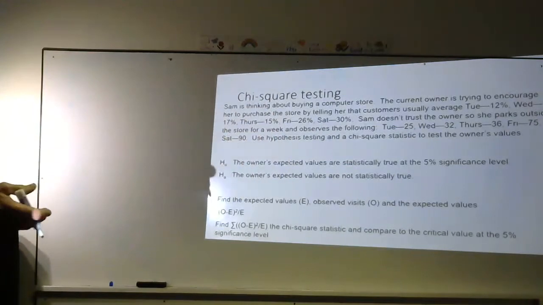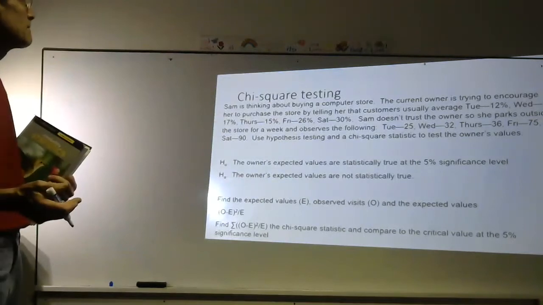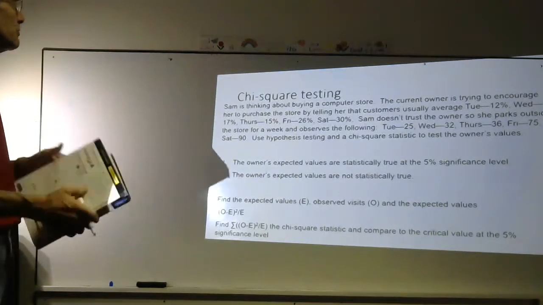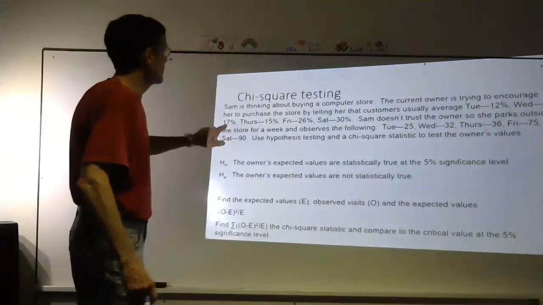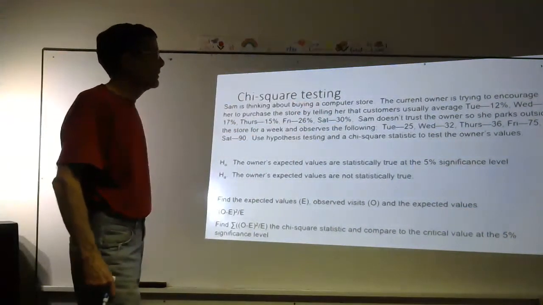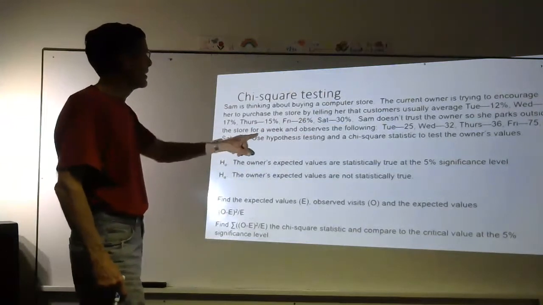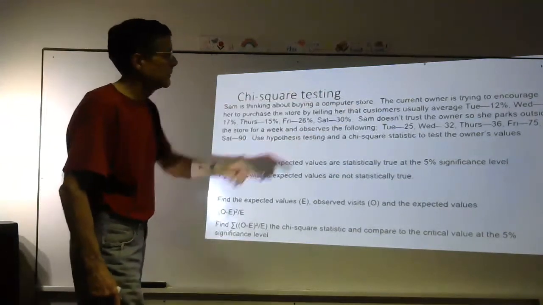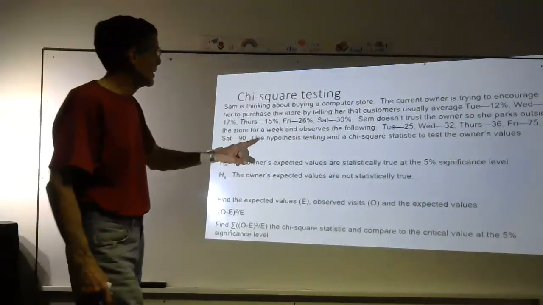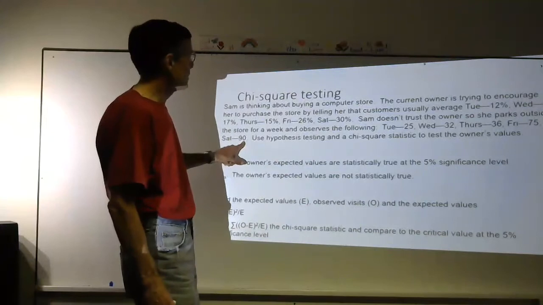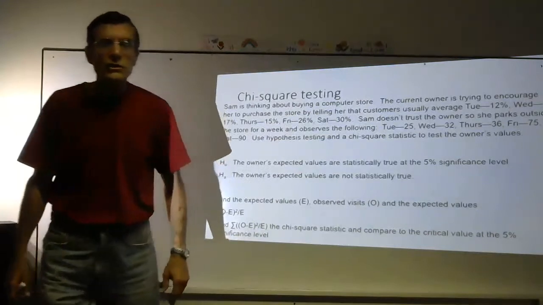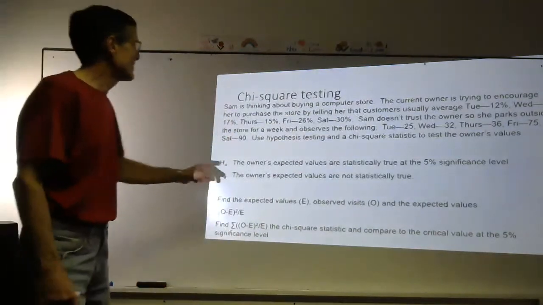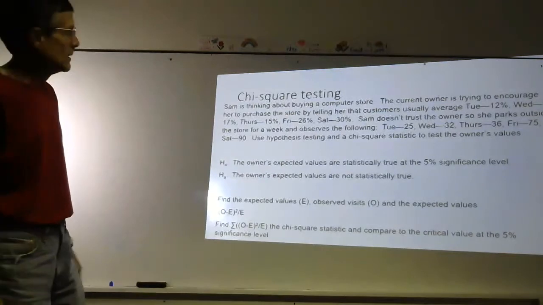Sam is thinking about buying a computer store. The current owner is trying to encourage her to purchase the store by telling her that the customers usually average 12% come in on Tuesdays, 17% on Wednesdays, 15%, and so on. Sam doesn't trust the owner. She parks outside the store for a week and observes the following. It does look like most of the customers come in on Saturday and Friday, but do they hold true to those percentages? We're going to test this at the 5% significance level.